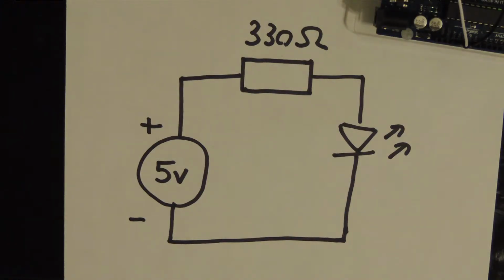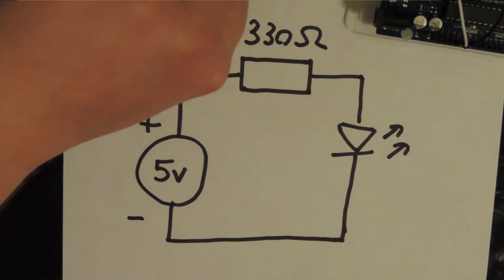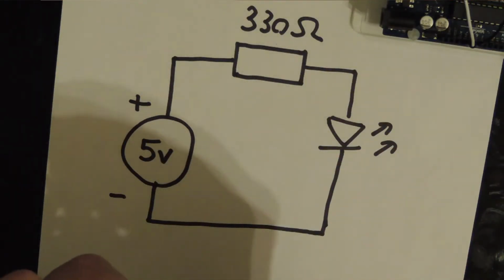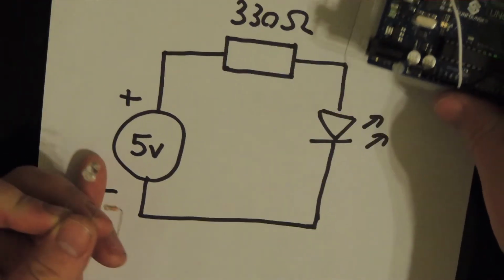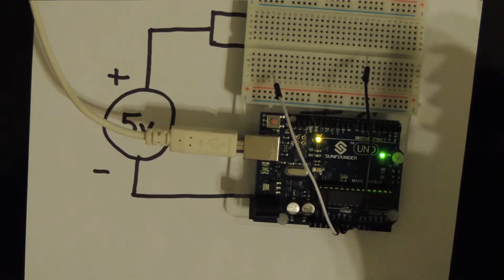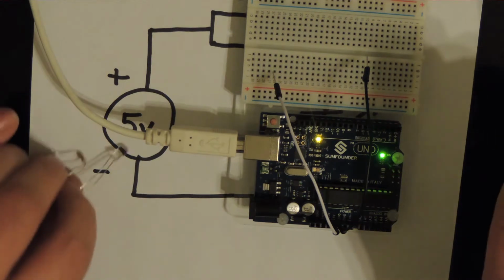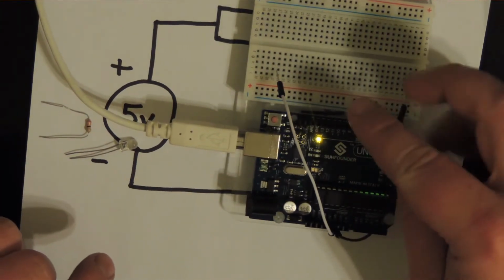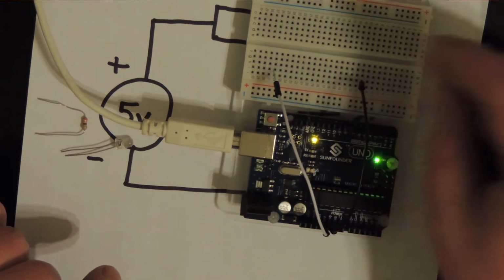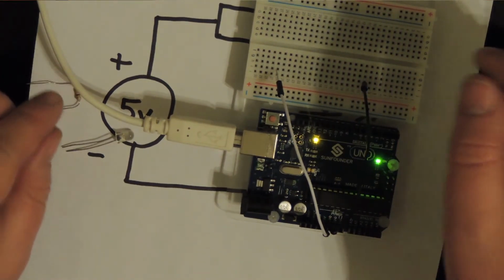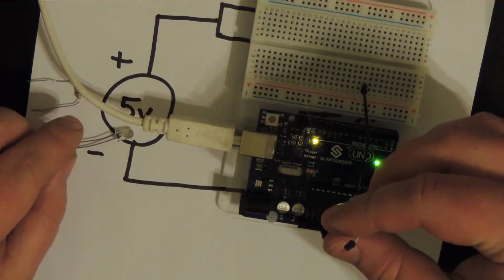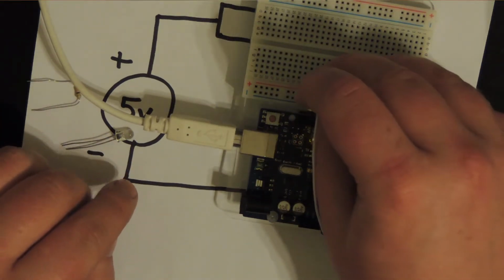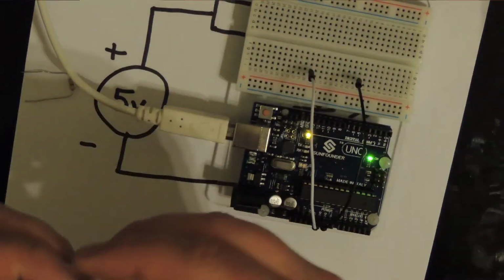Let's go ahead and wire this circuit up. We've got our red LED and our 330 ohm resistor, and we've also got an Arduino which we're using as a convenient source of power. I've wired our black jumper wire to our ground connection on negative, and I've wired our white jumper wire to the power or 5 volt terminal.